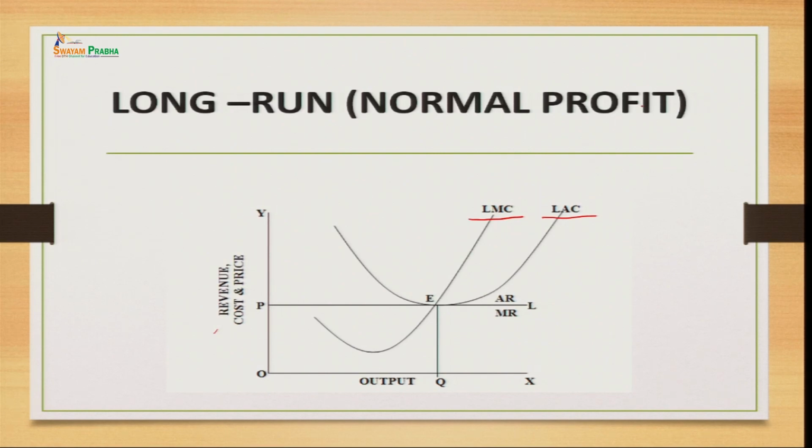And we have seen that normal profit is a condition where the average revenue of the firm is equal to the average cost. So, OP is the price taken from the market, and PL is the demand curve, which is perfectly elastic. When the demand is perfectly elastic, your average revenue will be constant, and when average revenue is constant, marginal revenue will also be constant.